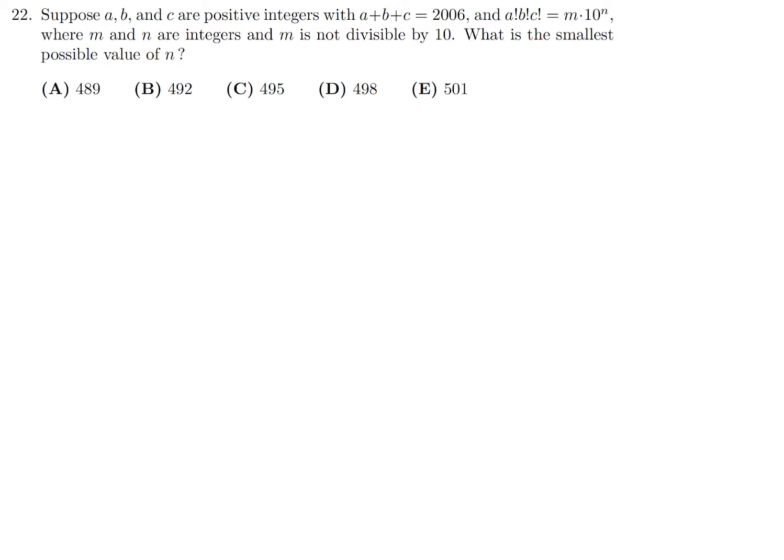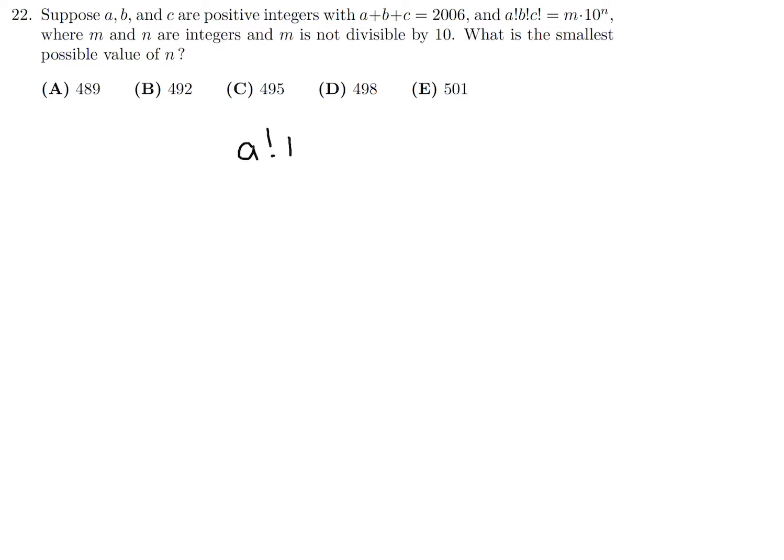Suppose that A, B, C are positive integers with A plus B plus C equal to 2006, and A factorial times B factorial times C factorial is equal to M times 10 to the power of n, where M and n are integers and M is not divisible by 10. What is the smallest possible value of n?